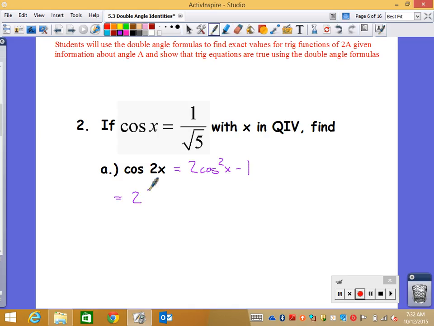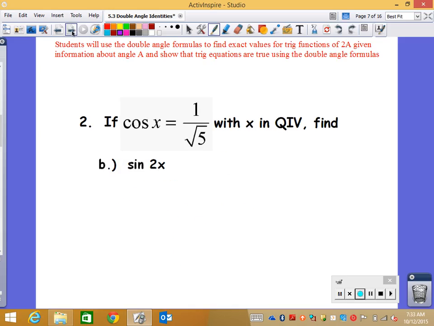So I have 2 times cosine of x squared, that's the same thing. So we have 1 over root 5 squared minus 1. Or when we simplify this out, this becomes 1 over 5. So 2 over 5 minus 1. Well, 1 is just 5 over 5. So I get 2 over 5 minus 5 over 5, or -3 over 5.